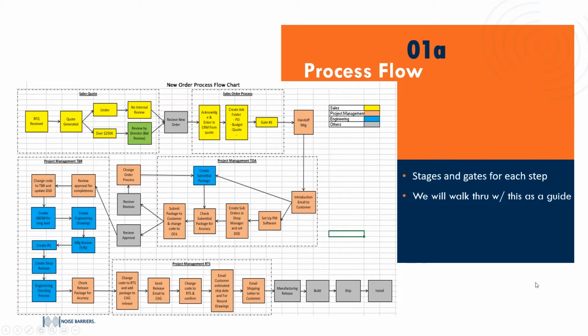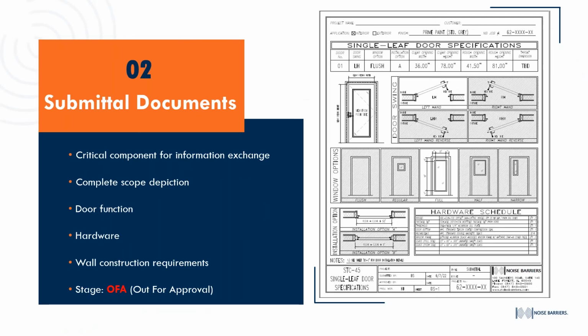There's a lot on that slide, and I deliberately am not spending a lot of time on it. Here is the submittal sheet. This is the core of a door project at Noise Barriers. It's a one-page, deliberately, entire scope for a door, and in this case, it's door 01, labeled up here in the corner, and it contains everything that you're going to want to know about that particular door.